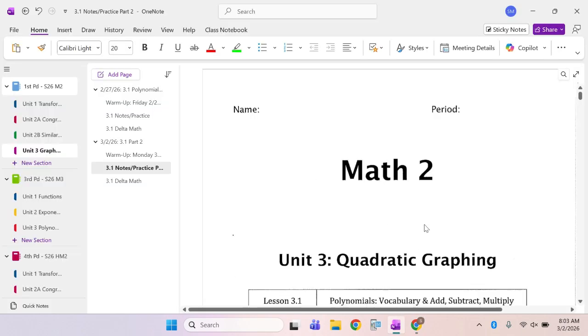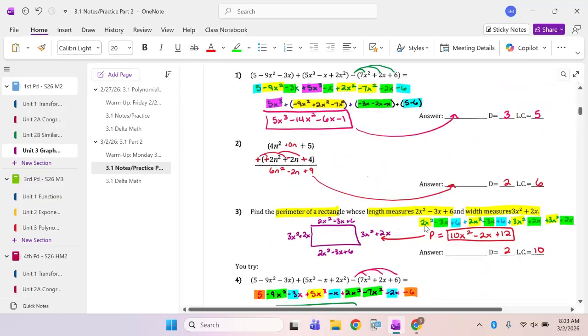Today we're finishing up 3.1 and we're talking about multiplying polynomials.